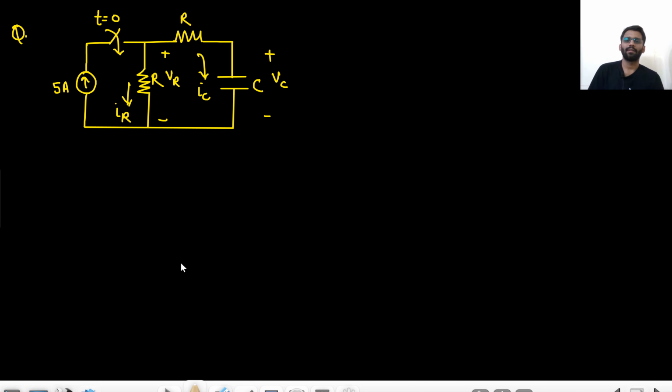Okay. Now this is the question. The switch is closed at t equals 0. You have to find VR, VC, IC, IR. Everything we will comment on. Same current is there. We have to comment on VR, VC, IC, IR. Just a second. I guess I will have to change the setup. Yeah. So let's make the circuit. Let me pause it and then make.